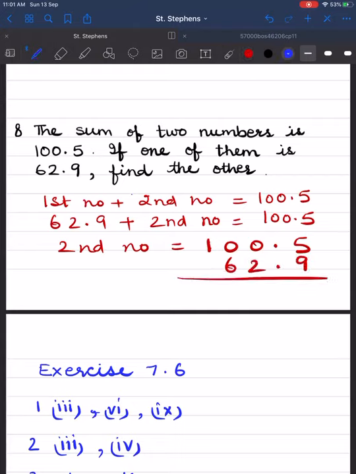So here 15 minus 9 is 6, decimal below decimal. Here 9 minus 2 is 7. Here 9 minus 6 is 3, and here we get 0. So we get 37.6. So this is the second decimal number.